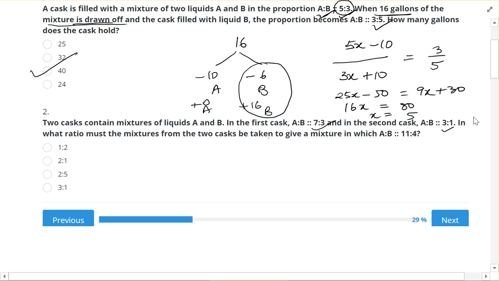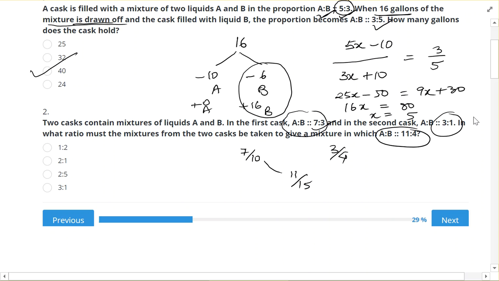So let us focus on A. In the first, A is to B is 7 is to 3, so A is 7 by 10. In the first one, A is 7 by 10. And in the second one, similarly, A is 3 by 4. And when we mix the two, in the desired ratio, A becomes 11 by 15.